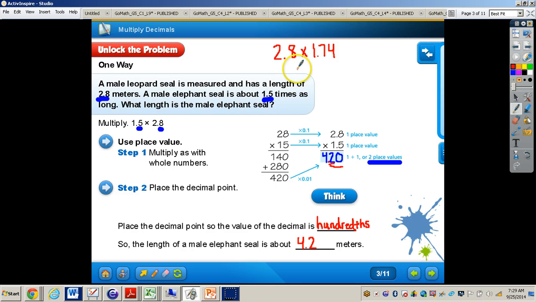Why do we know that? Because we have a total of 1, 2, 3 digits to the right of the decimal within my problem. So think about 3 decreasing place values within my multiplication problem. Therefore, I need to have 3 digits to the right of the decimal in my answer. So it would be thousandths.